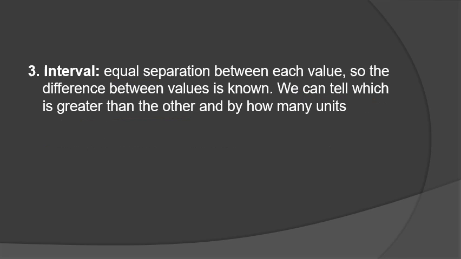The next is interval. So interval now takes the ordinal, that is, the order is important, but now we've made equal separation between each value. So the difference between values is known and is consistent. You can tell which unit's greater than others and by how much. However, for interval, there's still no true 0.